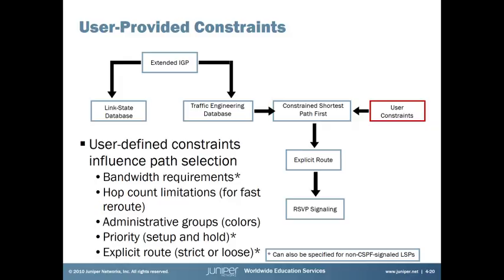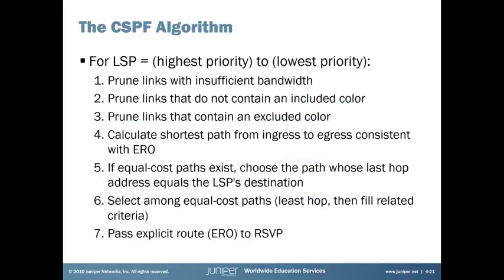Okay, so there's our user provided constraints. We're going to say bandwidth. We don't have to say any of these things, but we can say any of these things or all of these things if we wish. We can require a bandwidth, a hop count limitation, administrative groups, priority, setup and hold priority, and we could say an explicit route object. So all of these things are possible.